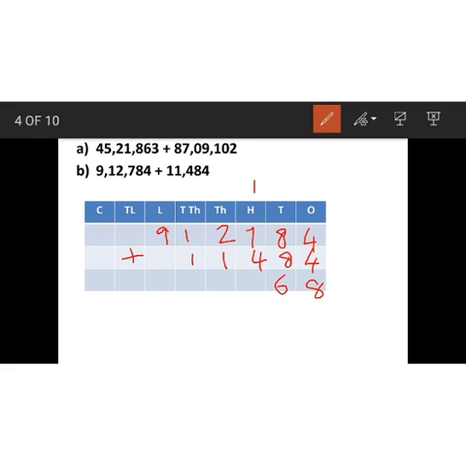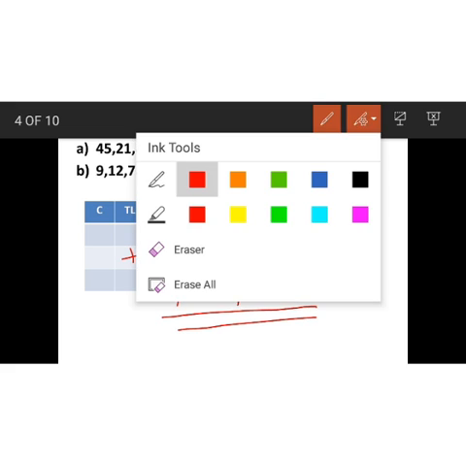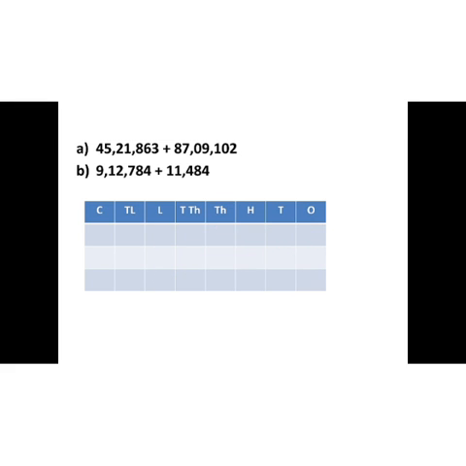7 plus 1, we get 8. 8 plus 4, it will be 12. So write 2 here and put the carry here. 1 plus 2, we get 3. Plus 1, we get 4. Now 1 plus 1, it will be 2. And 9 in the lakhs place. So our sum will be 9,24,268. Now let's move on.